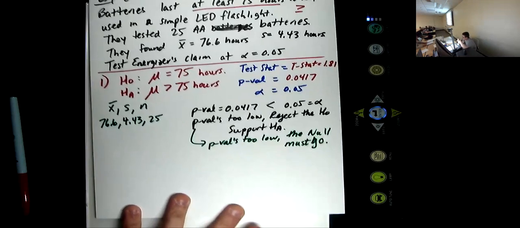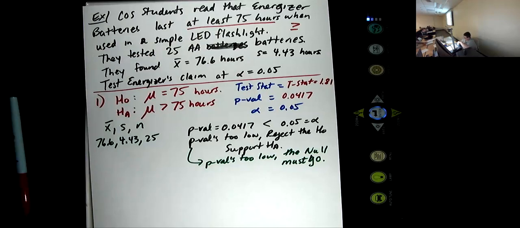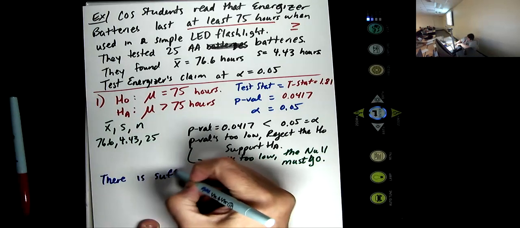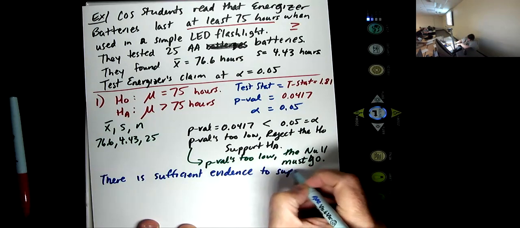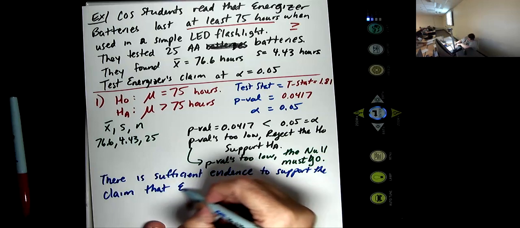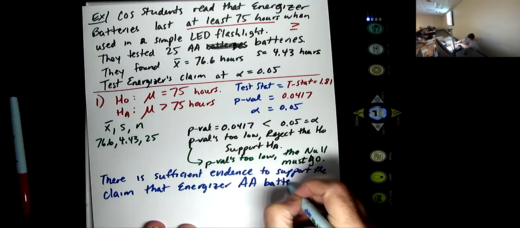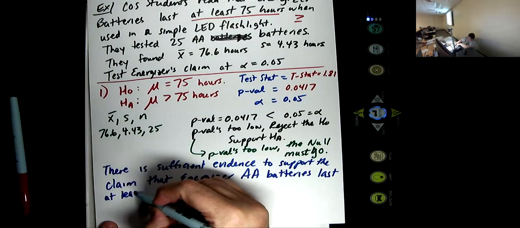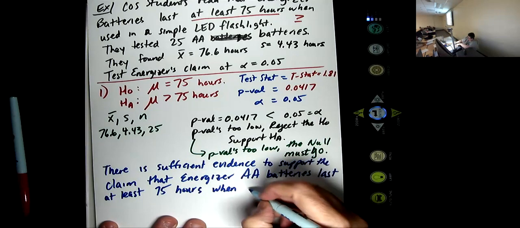All right, so we're rejecting it. We're supporting HA. HA was that they last at least 75 hours. And so there is sufficient evidence to support the claim that Energizer batteries, I'm going to say AA batteries to be specific, last at least 75 hours when used in a simple LED flashlight.